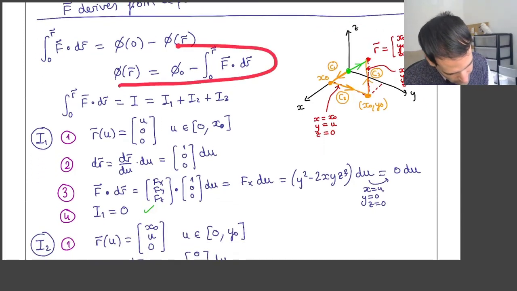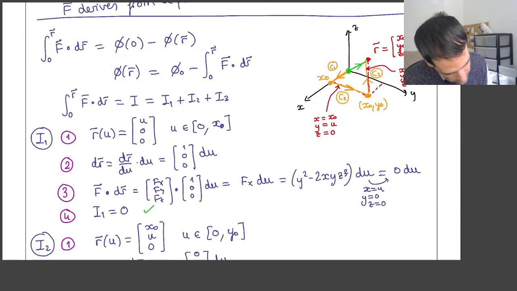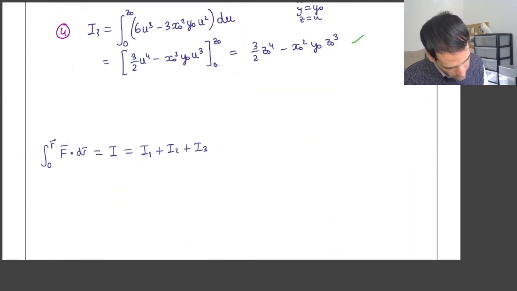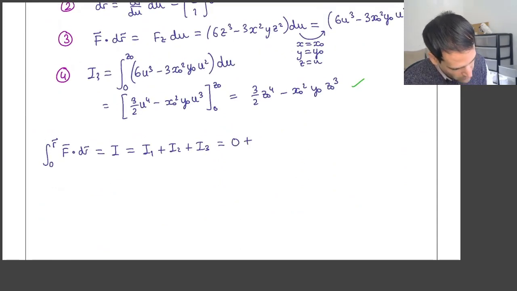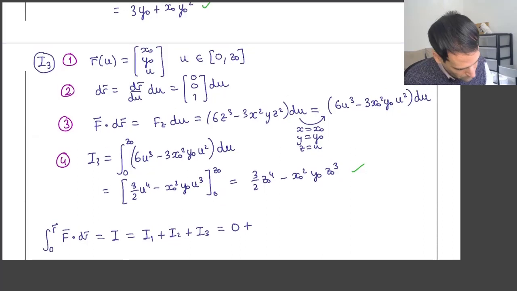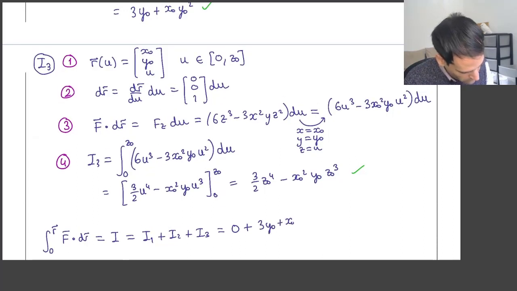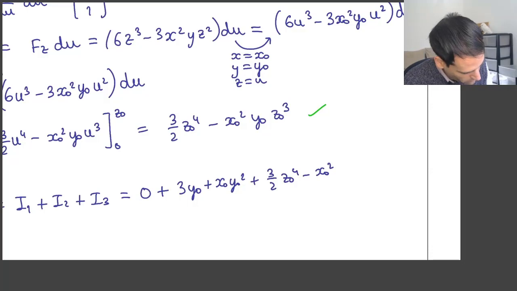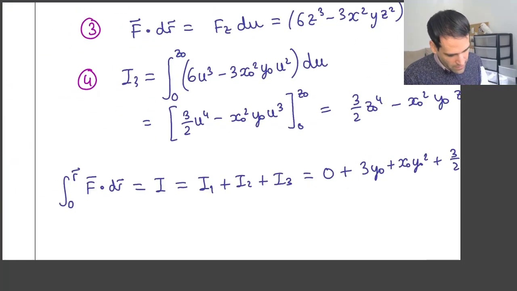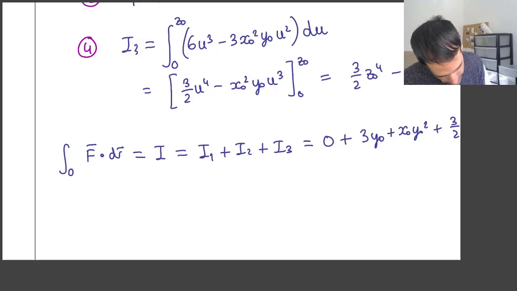So let's write down this. Let me first copy the fact that the integral is equal to the sum of the three integrals, so that we can now write the sum of the three integrals. The first one was 0, the second one was 3y0 plus x0 y0 squared, and the third one was this one, 3/2 z0 to the fourth minus x0 squared y0 z0 cubed. And this is the integral between 0 and the point x0 y0 z0.